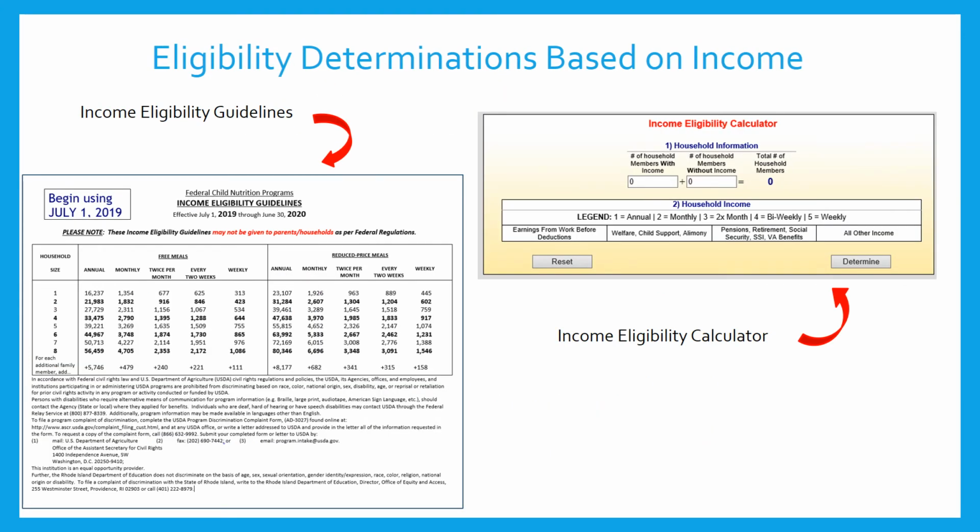Now that we have reviewed how to complete the meal benefit application, we will review how to make an eligibility determination based on the information that was provided. For applicants who are not categorically eligible, an eligibility determination must be based on income, and this can only be done in one of two ways: using the Income Eligibility Guidelines or the Income Eligibility Calculator found on the CNP Connect system.